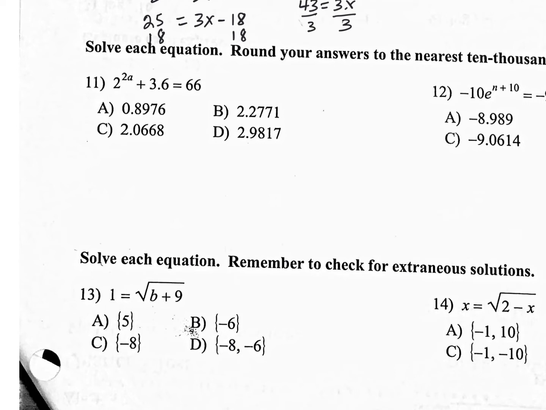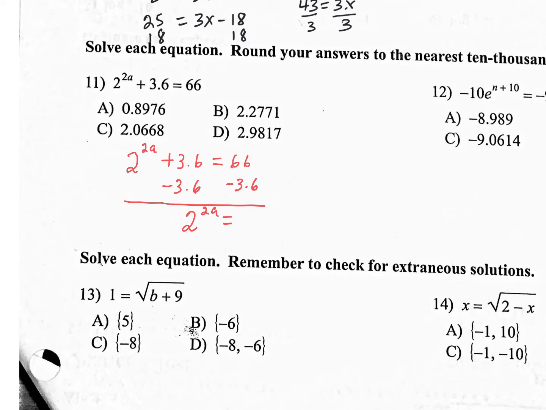What you're going to do here is solve each equation and then round our answer. So we have 2 raised to the power 2a plus 3.6 equals 66. What you want to do first is isolate the exponential part, which is 2 to the power 2a. So you subtract 3.6 from 66. So you get 2 to the power 2a equals 66 minus 3.6.